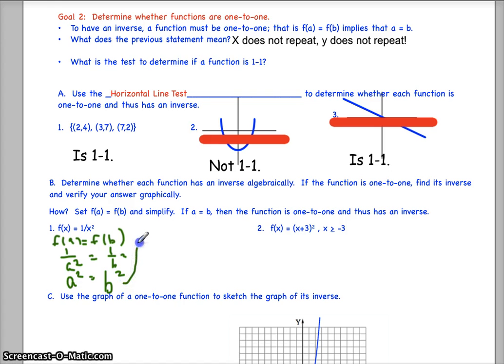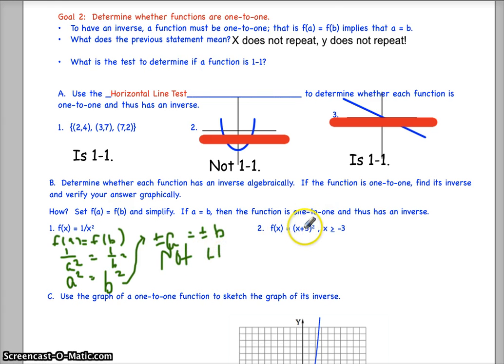How do I reduce that? Well, I take the square root of both sides, and remember, when you take the square root of both sides, you come out with plus or minus a equals plus or minus b. Instead of getting a equals b, I have positive a equals positive and negative b, and I have negative a equals positive and negative b. That means that my a's and my b's, or my x's and my y's, repeat. So this is not a one-to-one function.